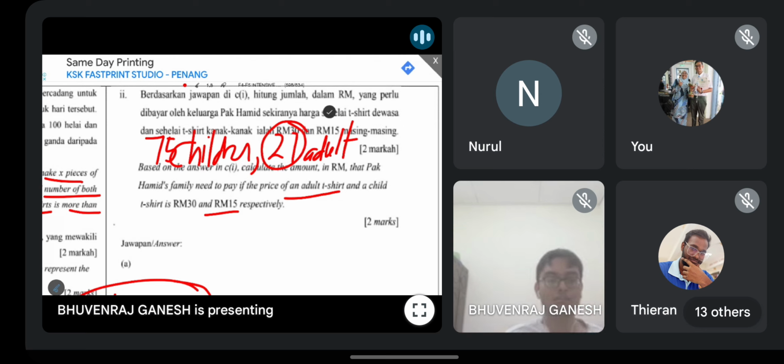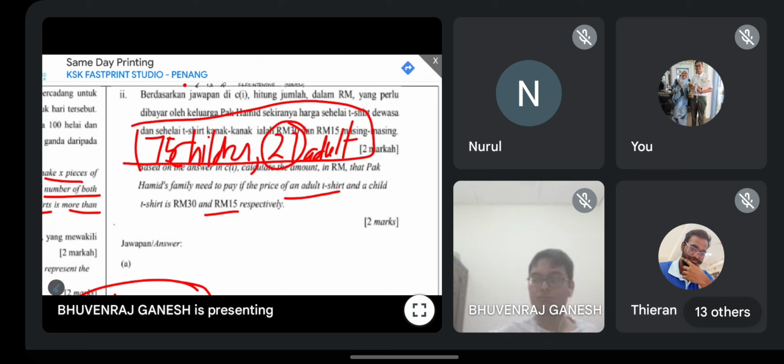So guys, can anyone tell me the answer for this question? This one needs no graph, just normal mathematics. You can get the total. Let's say you use both these values. So what will be your final answer? Total amount. One adult t-shirt is RM30. So you got 27 adult t-shirts, which means?